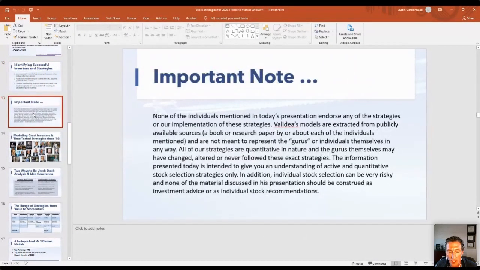Just in terms of a general disclaimer here, none of the individuals mentioned in today's presentation endorse any of the strategies or our implementation of the strategies. Our models are extracted from publicly available sources, and they're not meant to represent the gurus or the individuals themselves. All of the strategies are quantitative in nature, and the gurus themselves may have changed, altered, or never followed these exact strategies. The information presented is intended to give you an understanding of the active and quantitative stock selection strategies only. In addition, individual stock selection can be very risky, and none of the material discussed in this presentation should be construed as investment advice or as an individual stock recommendation.